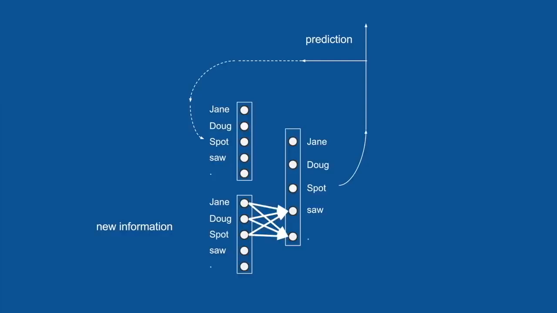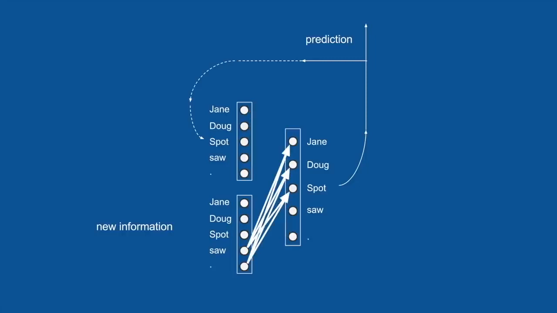Now, after training this neural network and teaching it what to do, we would expect to see certain patterns. For instance, anytime a name comes up, Jane, Doug, or Spot, we would expect that to vote heavily for the word saw or for a period, because those are the two words in our dictionary that can follow a name. Similarly, if we had predicted a name on the previous time step, we would expect those to vote also for the word saw or for a period.